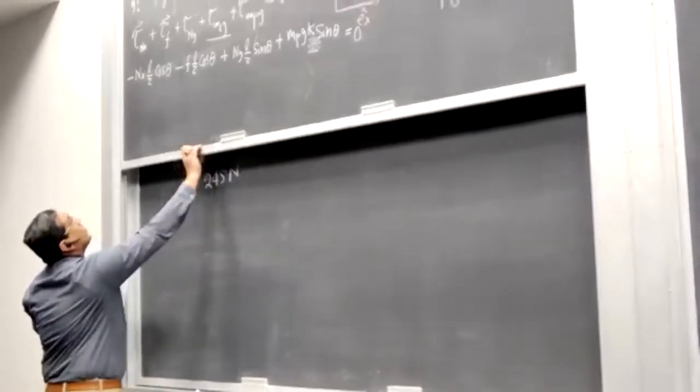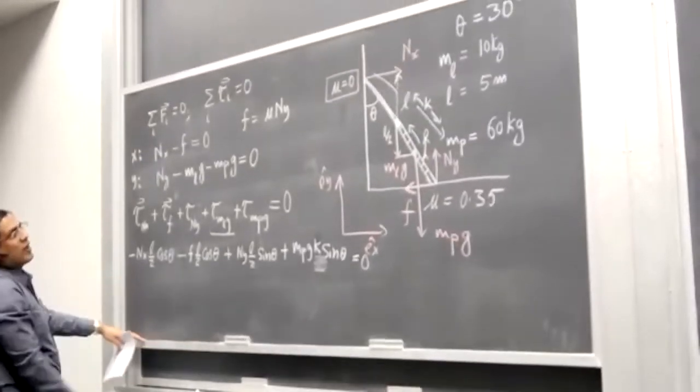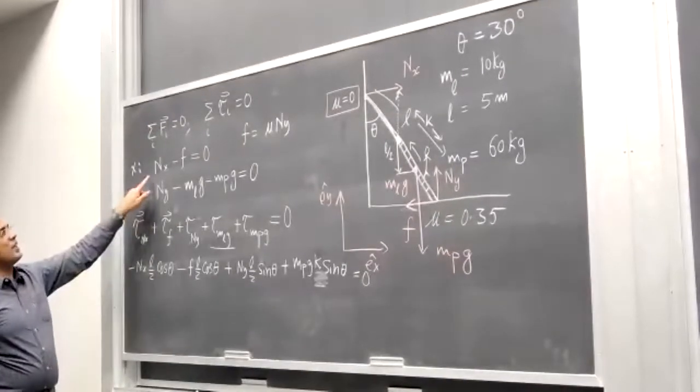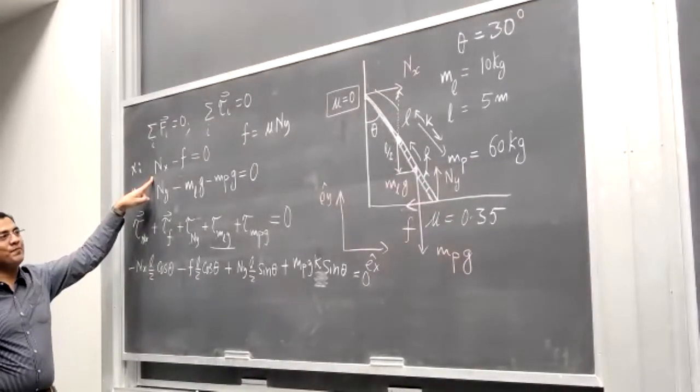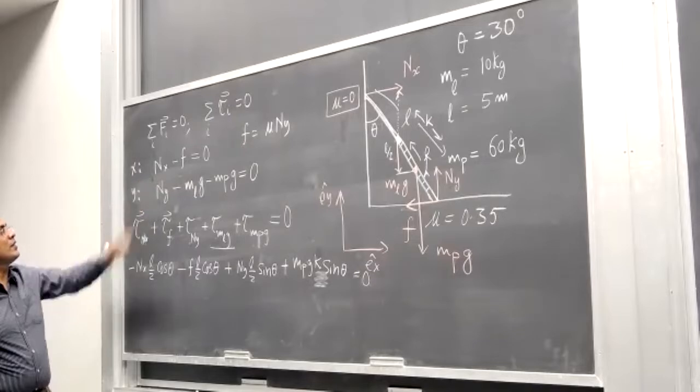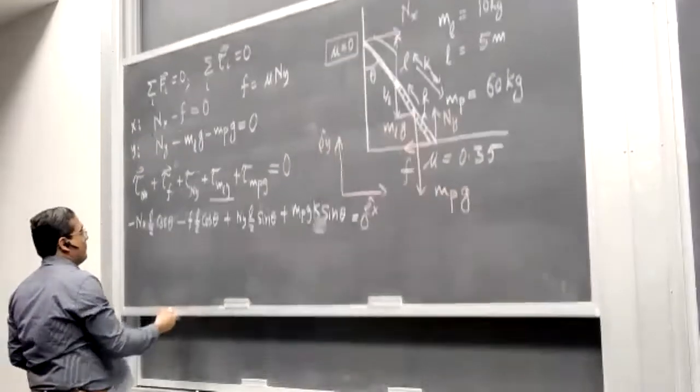So 245 Newton. Once you have found F, then you can find Nx. That would be the same, no? Sir, वो भी 245 आ गया. वो भी 245 हो गया.